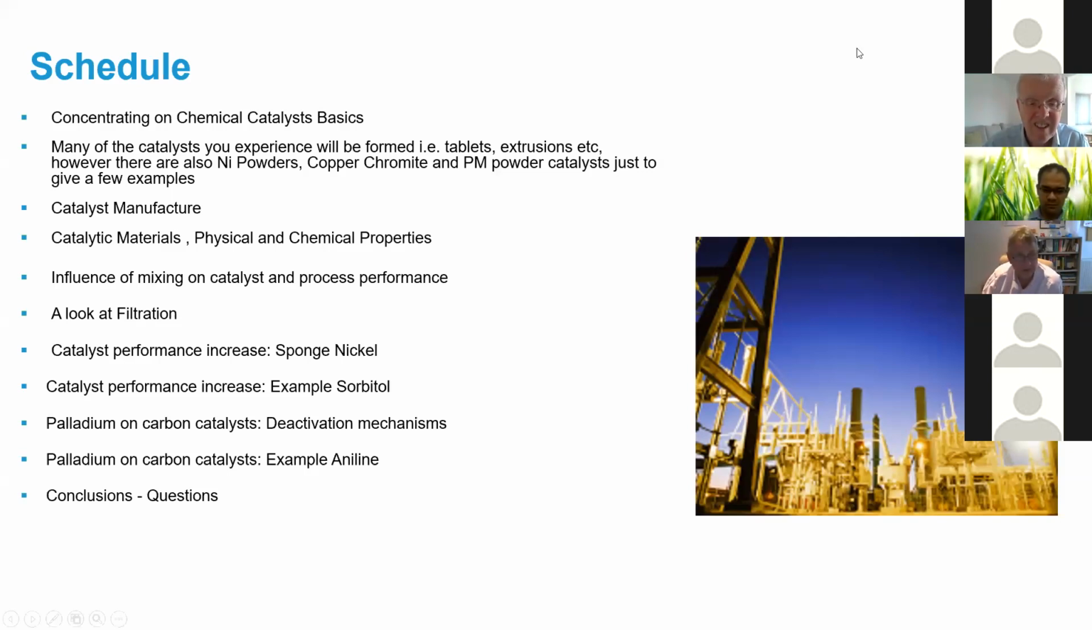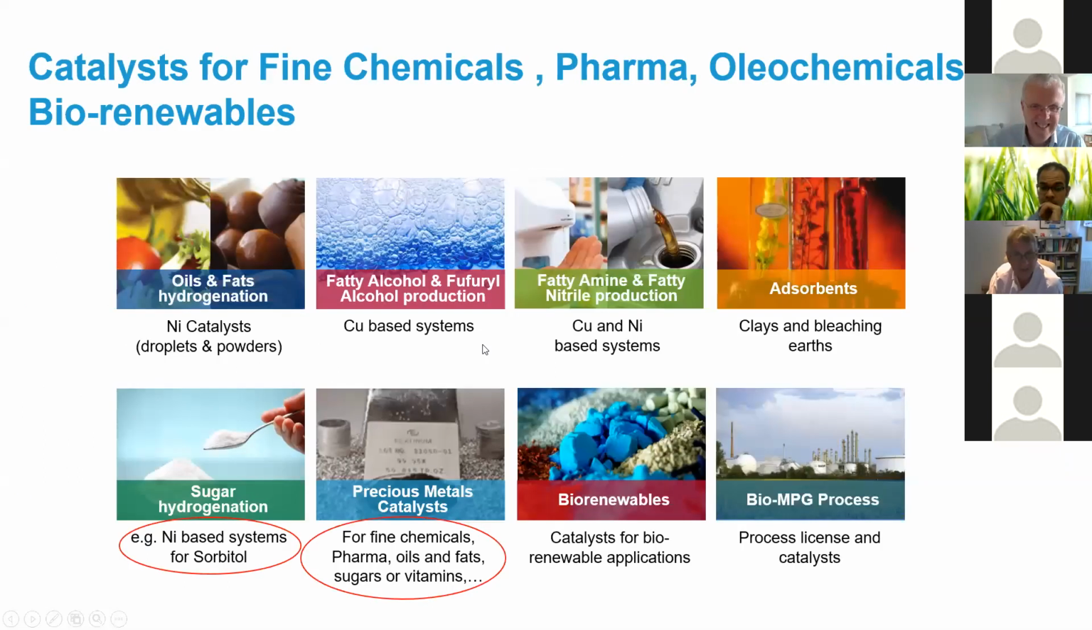And I've picked out just a couple of commercial examples looking at the difference, for example, between Raney type nickel, sponge nickel, and the ruthenium catalyst in a pretty simple reaction manufacturing sorbitol. I'll talk a little bit about deactivation mechanisms from palladium catalysts using an example of aniline, and then hopefully we'll have a little bit of time for some questions at the end.